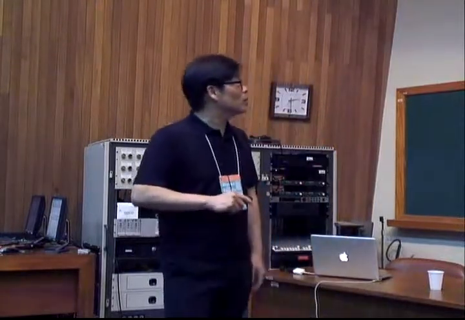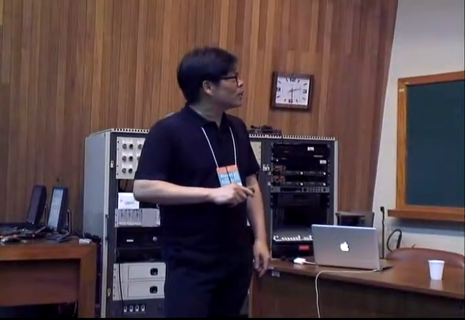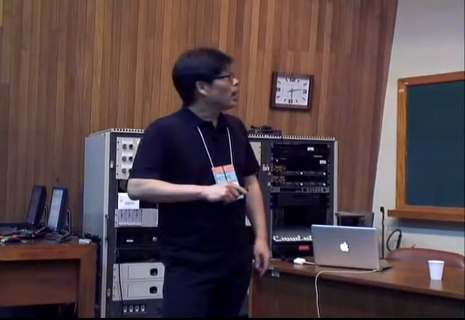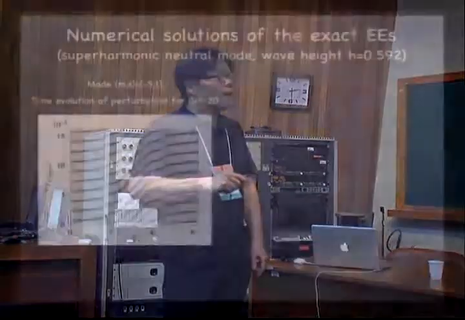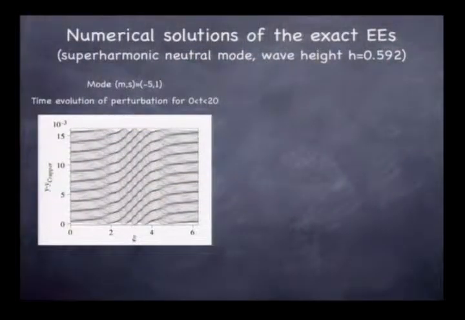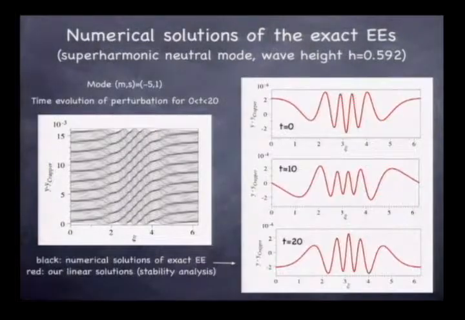And I'm plotting only the perturbation part. This is t equal to 0, and time increases in this direction. Even though I increase the time, I don't see any instability at all. And we also compare the solution of the evolution code with a linear solution, and they match very well. So no sign of instability.